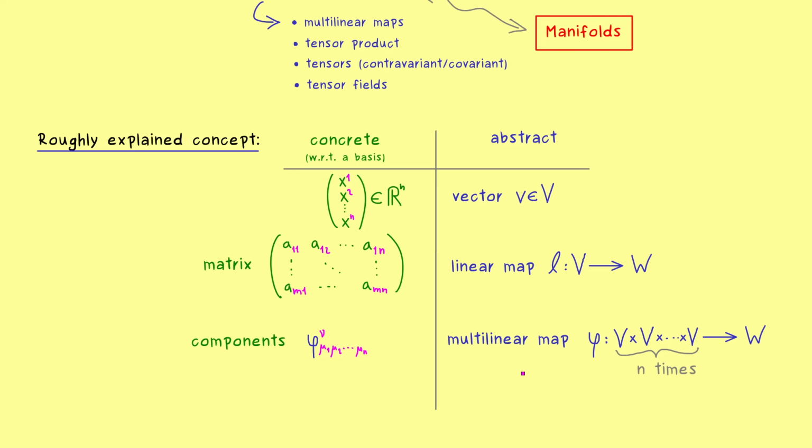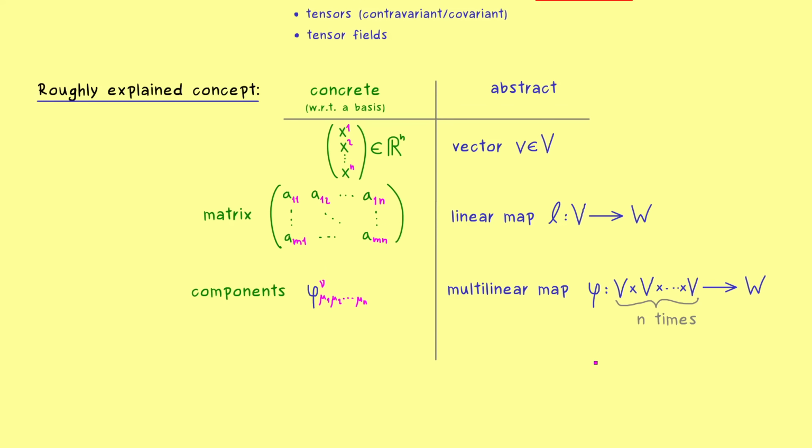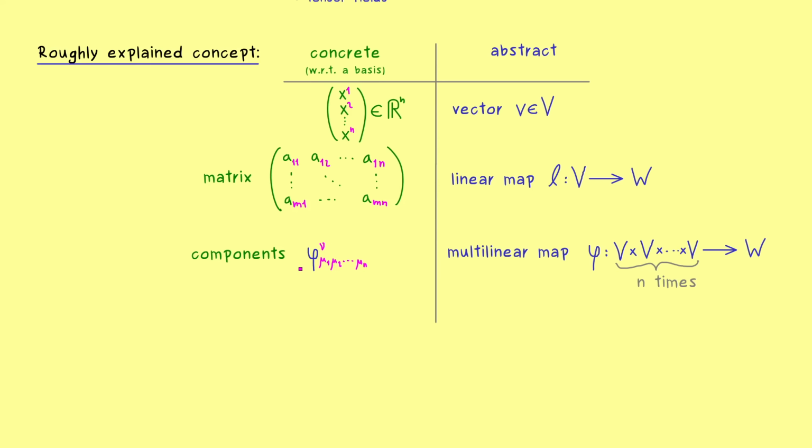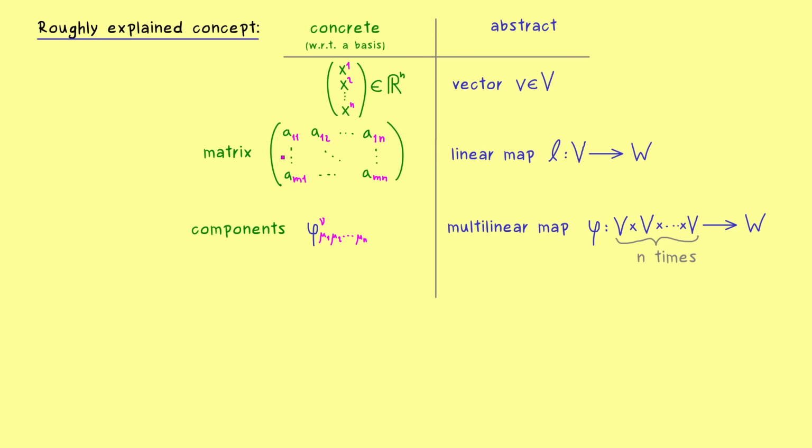And now you already see, instead of calculating with this abstract multilinear map, you could just calculate with the components as we do it with a matrix for a linear map. And at this point I can already tell you that in general we will have a lot of subscripts and a lot of superscripts involved. And this will also be a representation of a multilinear map.